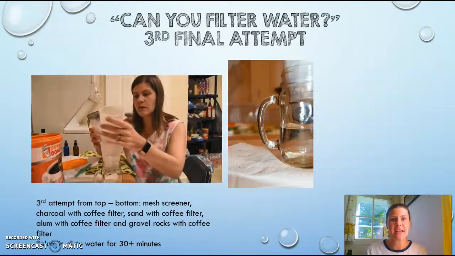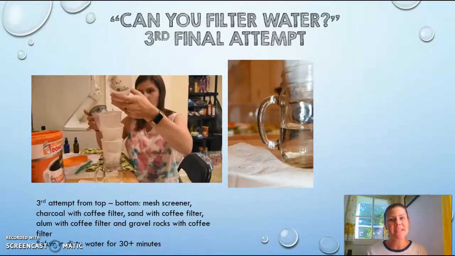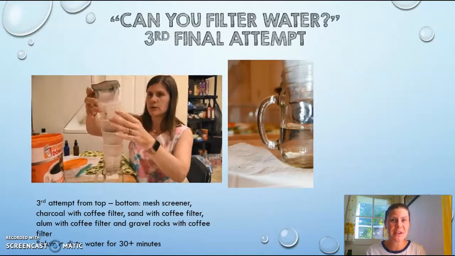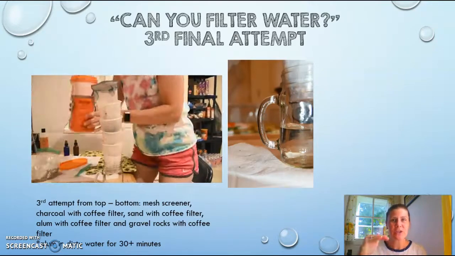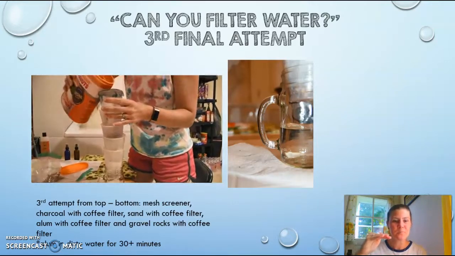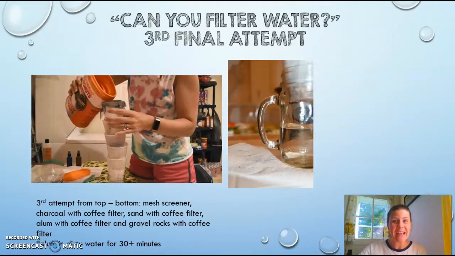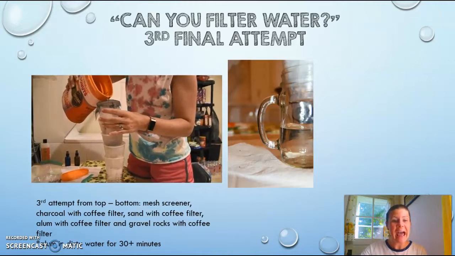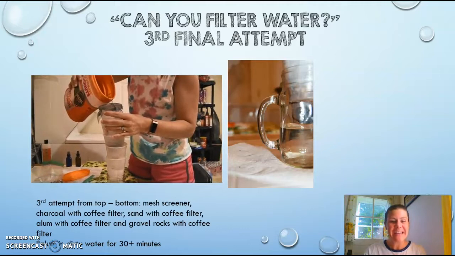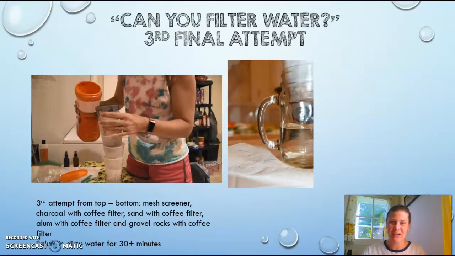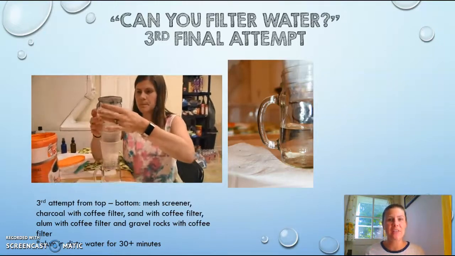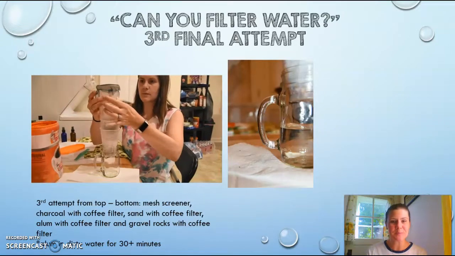So for this third final attempt, I'm going to go all in. I'm going to use all the materials that I can think of and the best way to catch everything to make it the clearest drinking water. I started with the mesh screener on top. I had charcoal inside a coffee filter. I had sand inside a coffee filter. Then alum inside a coffee filter, giving it extra alum, clarifying. And then at the bottom I had the gravel rocks inside a coffee filter. I did the coffee filter with almost every stage because I really wanted to catch everything I could each time it drops below.